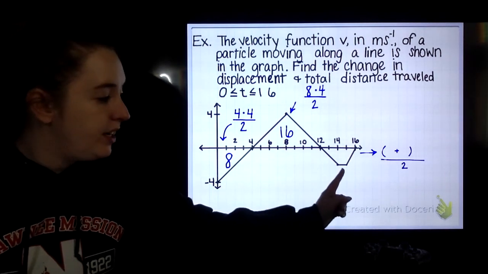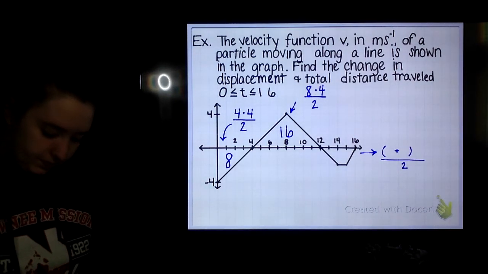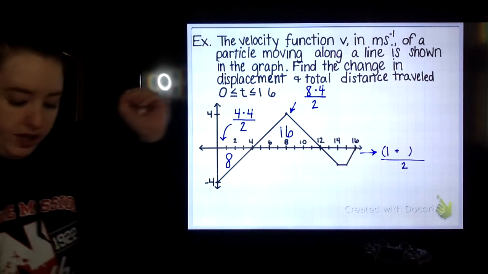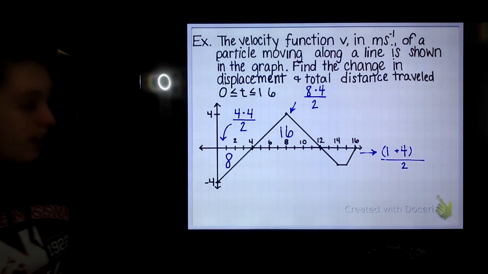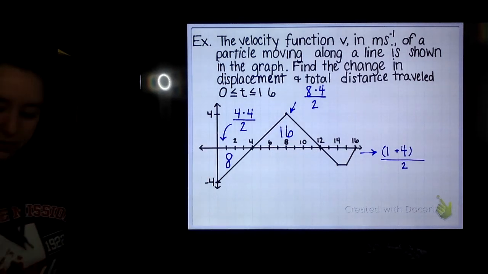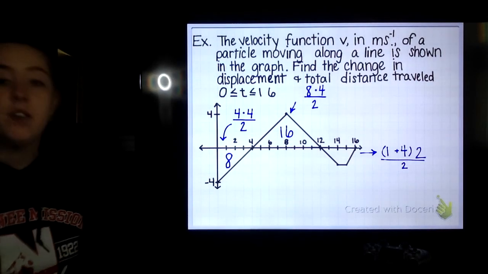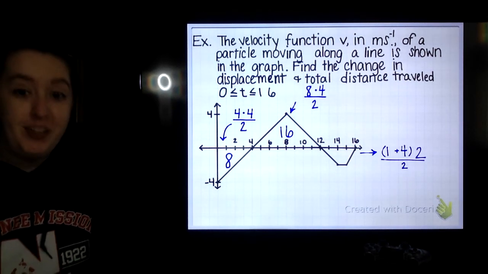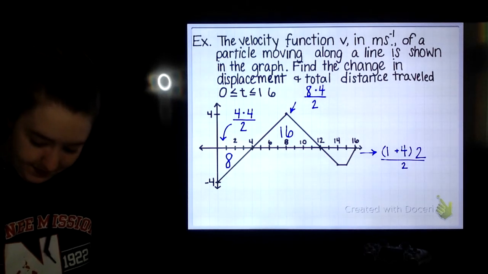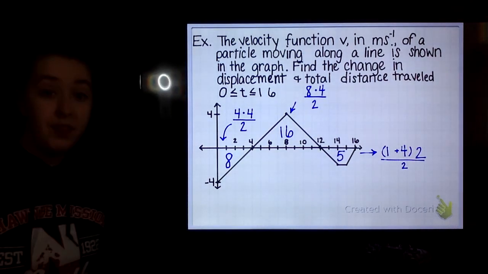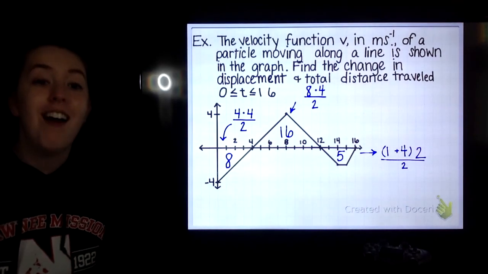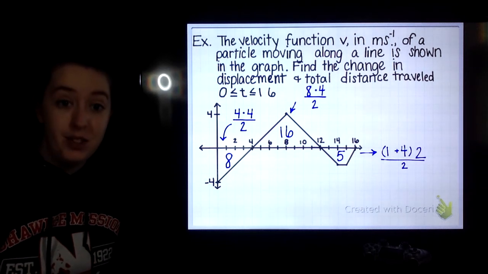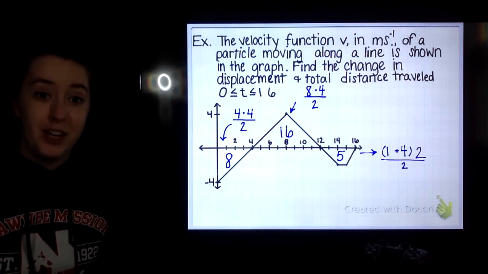So one of my bases down here, this bottom guy, is 1. And then I have from 12 to 16 is 1, 2, 3, 4 units. And then the height right here we can see is 2. All right. So 1 plus 4 is 5. Times 2 divided by 2 leaves me with 5. So far we have all of our areas. We are 90% of the way there. Now we have to interpret these answers and apply them to our situation.